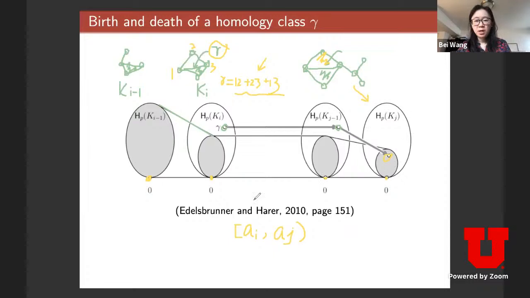So remember in the homology computation from previous slides, something is in the kernel of a map, right? Let's say this map is my map F. The kernel of F is all the elements which map to zero. So zero is just a root element in my group.